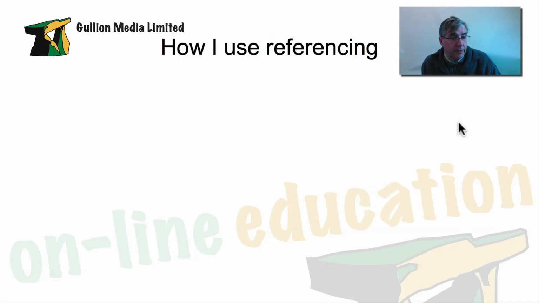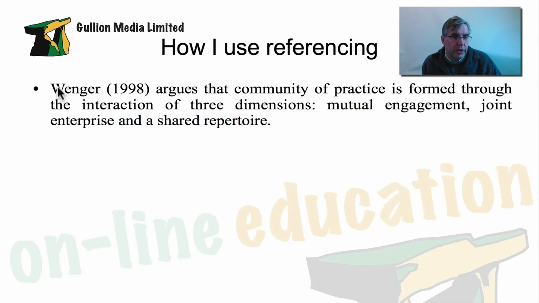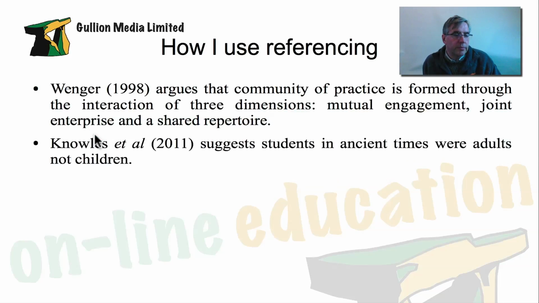Now, how I use referencing. In this situation, I've used Wenger, and I've named him as arguing that community of practice is formed through the interaction of three dimensions: mutual engagement, joint enterprise, and shared repertoire. Because I've actually referenced him, I put his name, he's part of my argument, I only need to put the year in brackets. There's no need to put a page because this is not a direct quote. It's just where I've got the idea from.